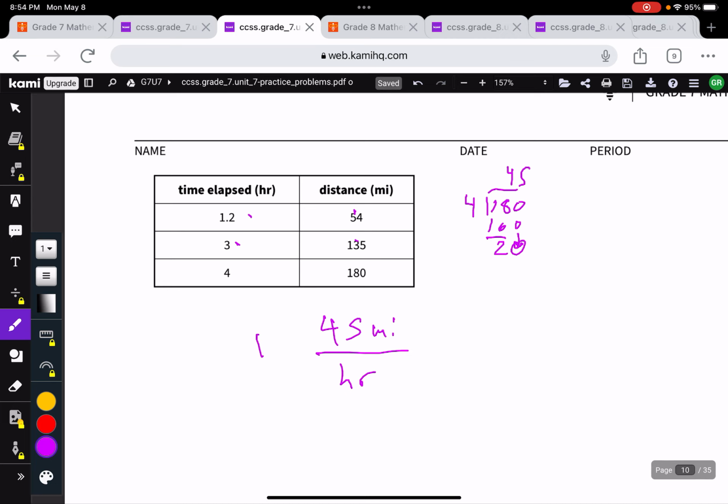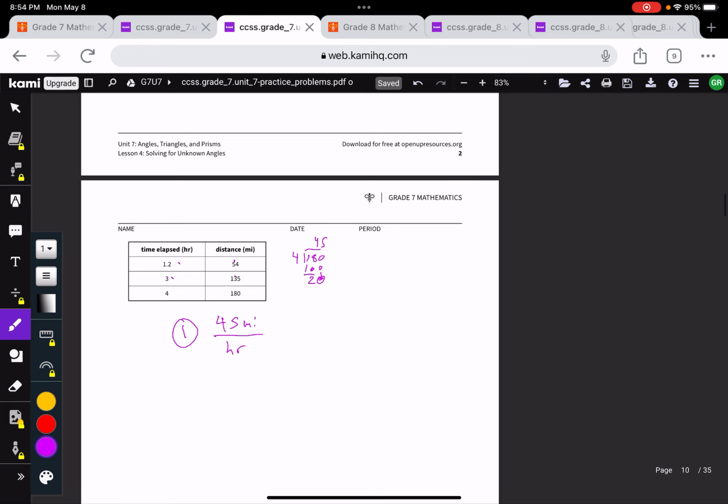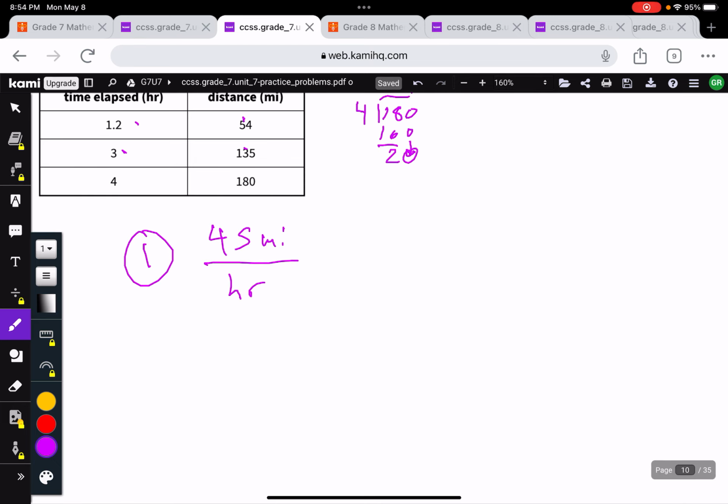That's one constant of proportionality. It says, explain what it means. This train goes 45 miles in 1 hour. That's what the constant of proportionality means. 45 miles. Now, the second one is, switch it upside down. This one goes in 1 hour.